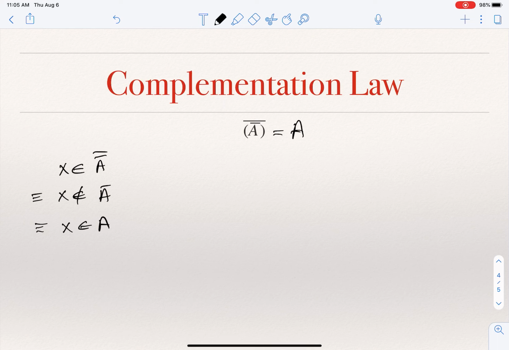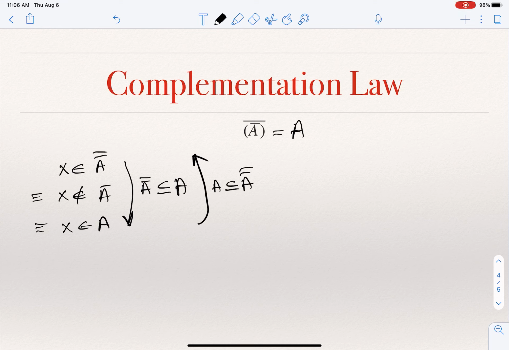So again, going this way establishes that this is a subset of A, sorry, not of B, of A. And if I go this way here, I am establishing that A is a subset of the double complement here. So this is a simple proof that the complement of the complement of A gives us A.